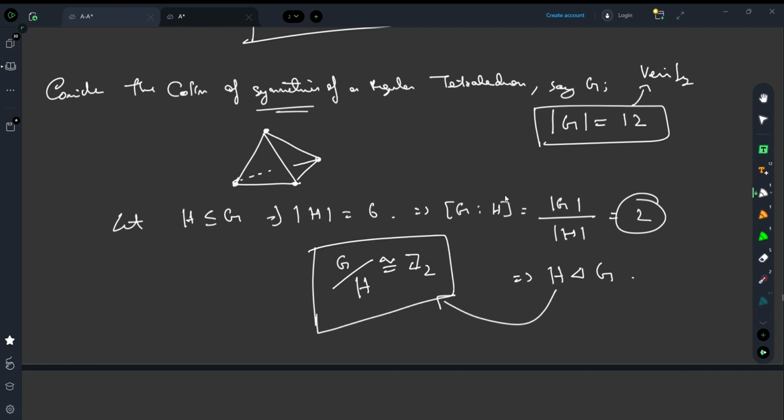Isomorphism means that the group structures are equivalent. Any group of order 2 is isomorphic to Z2, because any group of order 2 is a cyclic group, right? So it's a cyclic group generated by A, where the order of A is 2. Any cyclic group of order n is isomorphic to Zn, hence it's isomorphic to Z2. That's quite a trivial case. Okay. So this is what we have now.